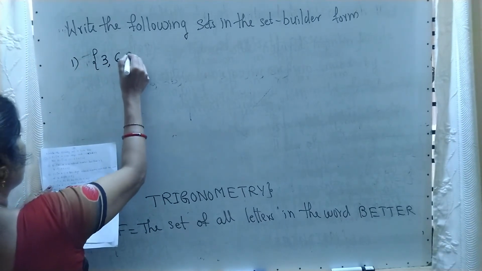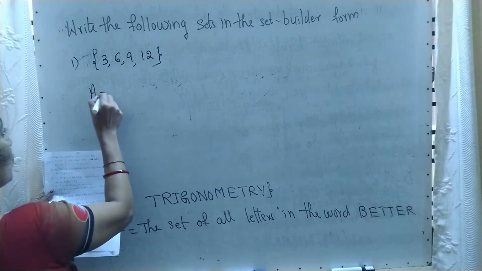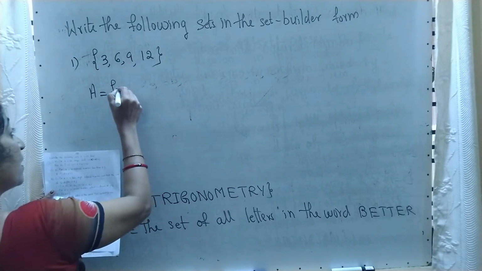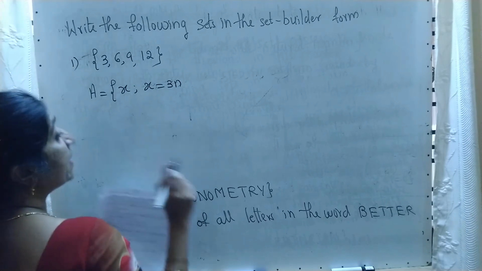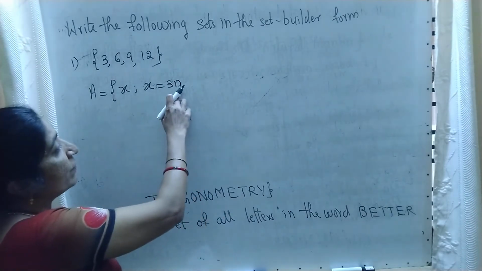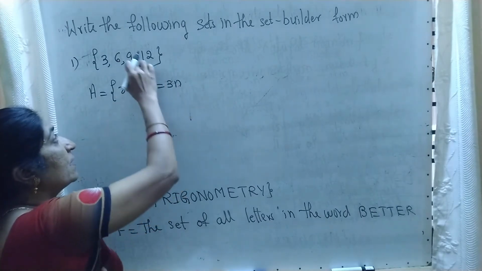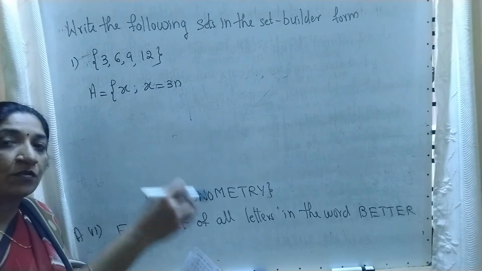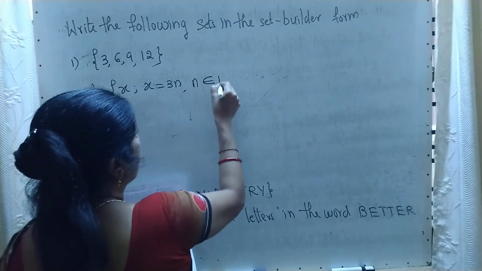3, 6, 9, 12. So how do you write? We have to make a rule. We have to frame a rule for how they are written. x such that x is equal to 3n. That is, it is a multiple of 3. See, in place of n, if you write 1, 3. If you write 2, 6. If you write 3, 9. If you write 4, 12. 3 ones are 3, 3 twos are 6, 3 threes are 9, like that. It is a multiple of 3 and it is a natural number.